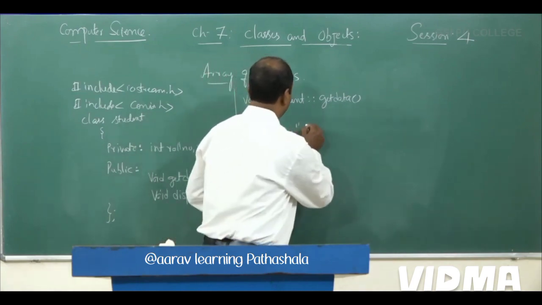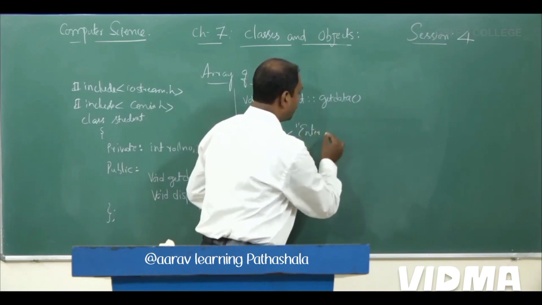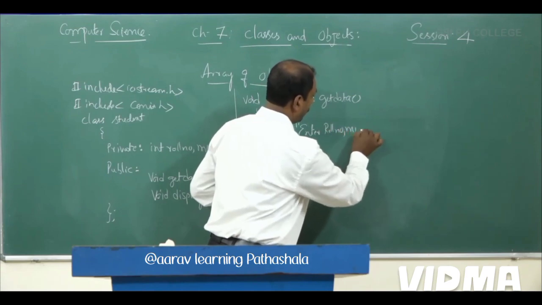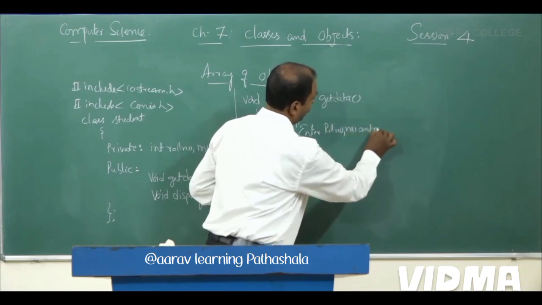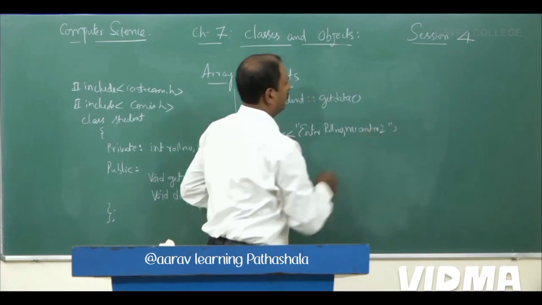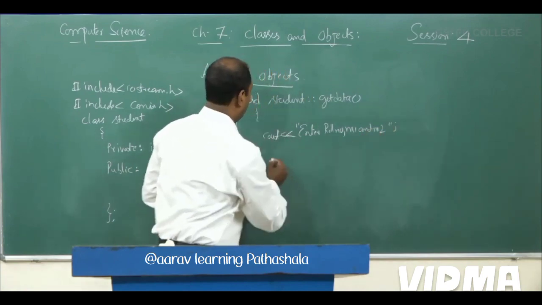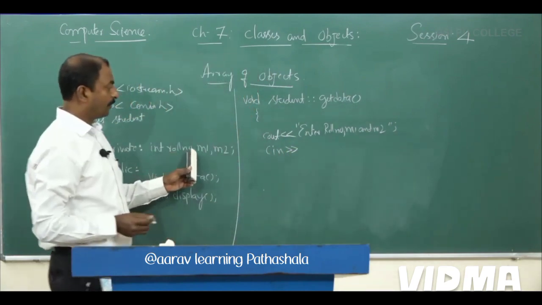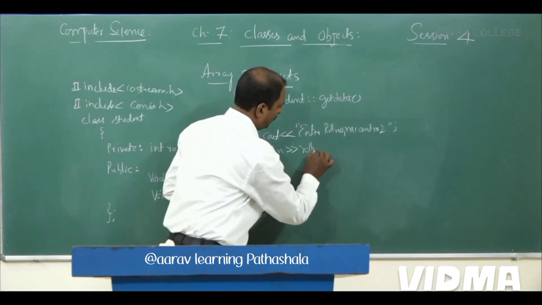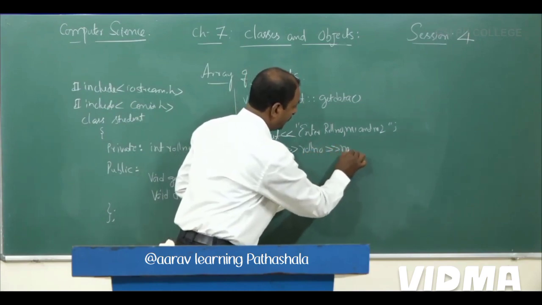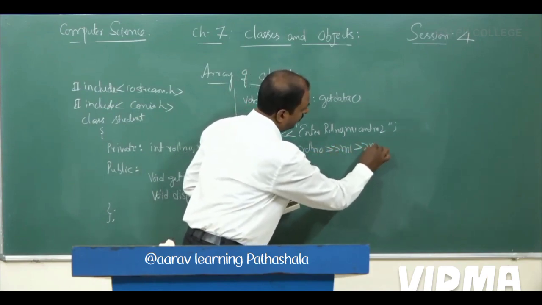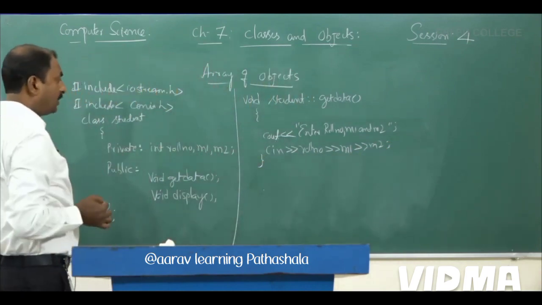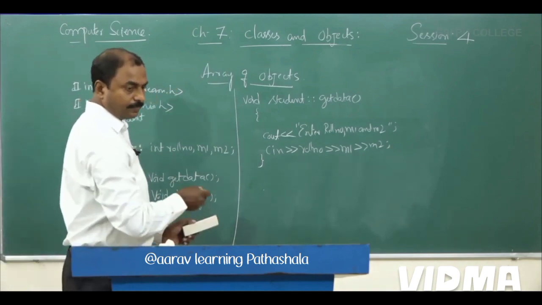Say cout, enter roll number, M1 and M2. Here, the first variable is roll number, next variables are M1 and M2, semicolon, closing this function. This is the function. What is the next function?